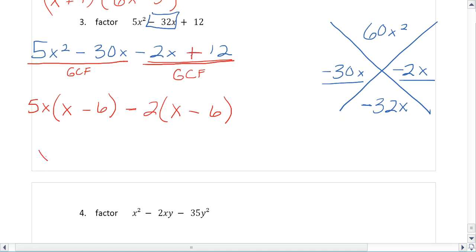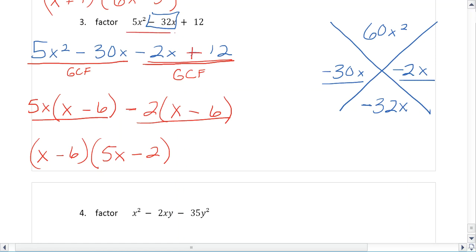The new GCF is the binomial x minus 6. So we pull that out of this term, leaving a 5x. Pulling it out of this term, leaving a negative 2. And once again, if you FOIL, you'll get this original trinomial, so it checks out. And I encourage you to always check your answers, especially on a test, so you can feel secure that you have factored correctly.